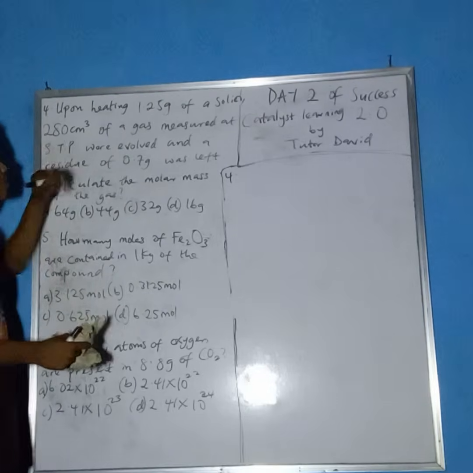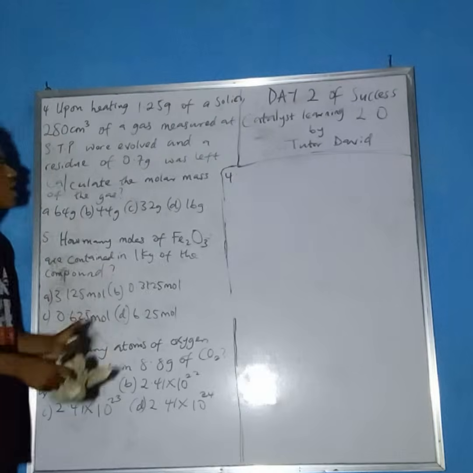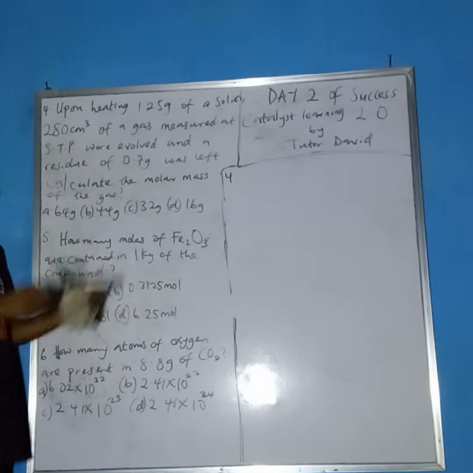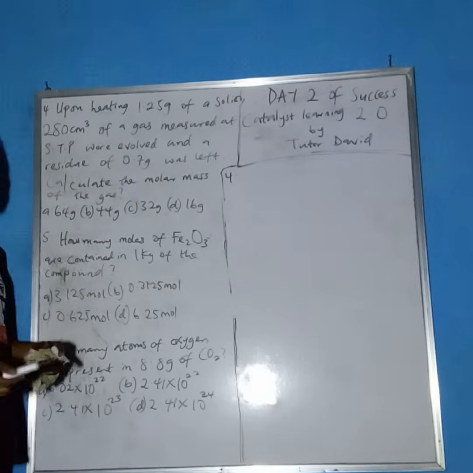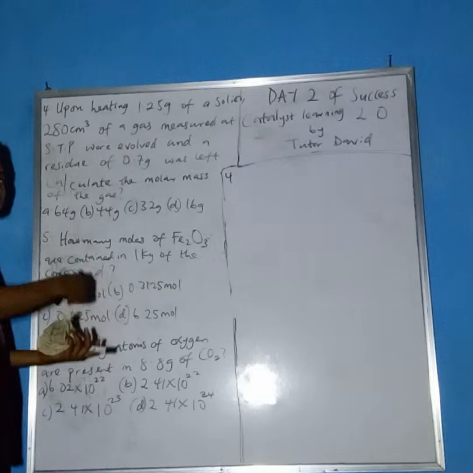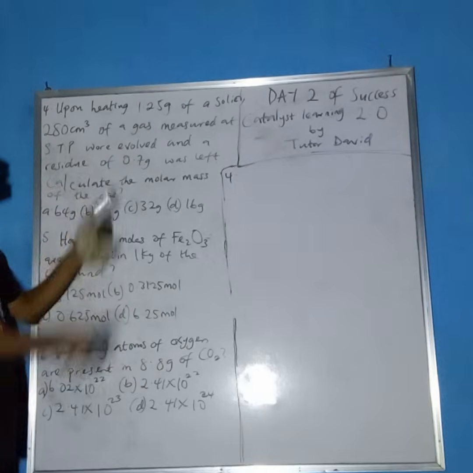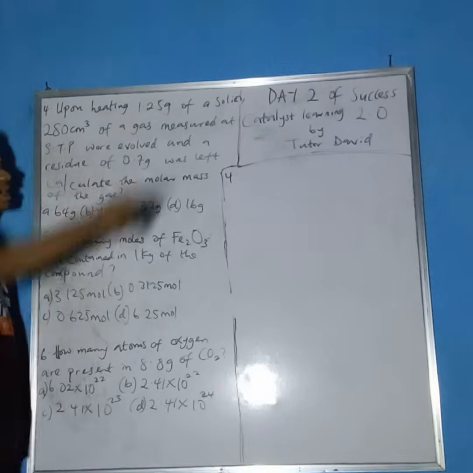So 280 centimeter cube of a gas measured at STP was evolved and a residue of 0.7 gram was left. Now this question is not hard. That is to tell you that the solid is actually a sublimable solid, that is a solid that can change its state from solid to gas directly. It's not turned into a liquid. That means it was heated and the solid changed to gas directly.